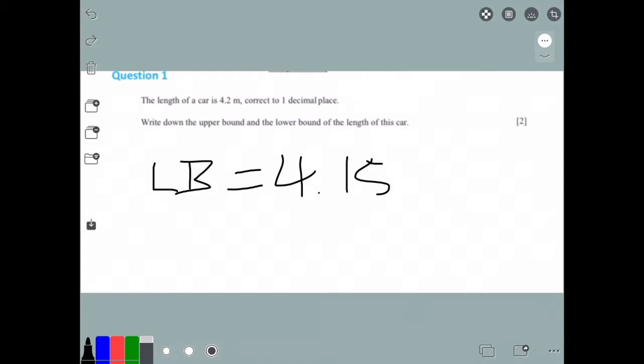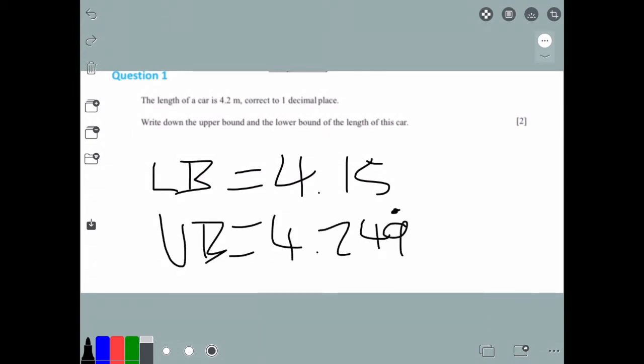The upper bound would technically be 4.249 recurring, because any value greater than that would no longer round to 4.2. However, for simplicity, we can just write 4.25.